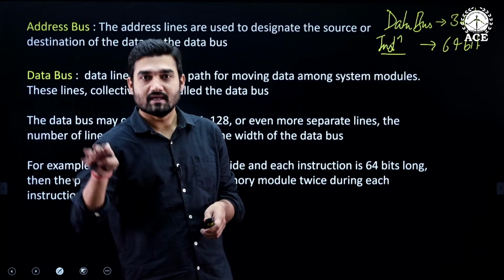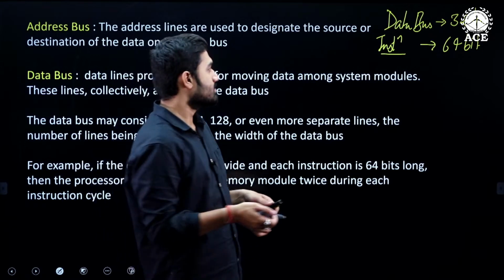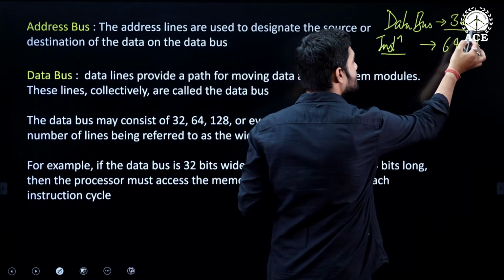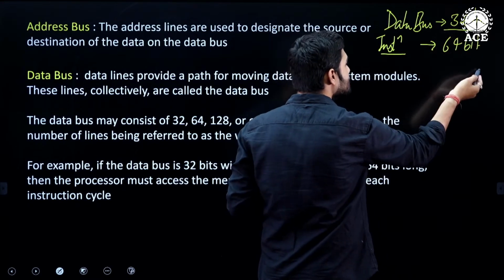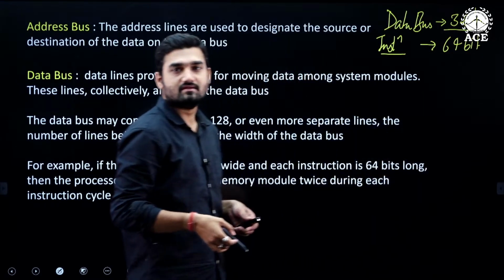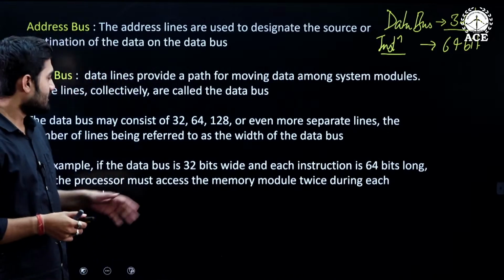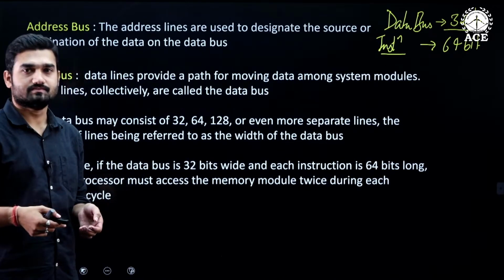First time 32-bit, next time 32-bit, because my data bus is of 32 lines. That means at a time it can carry 32-bit data. The next 32-bit data will come in another cycle. Okay, we got to know about the data bus and about this example also.